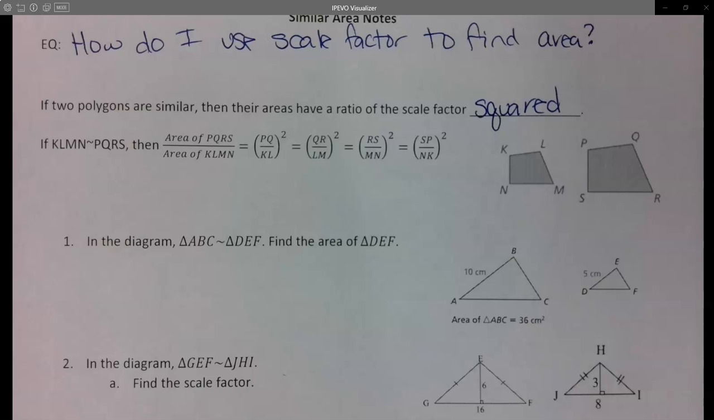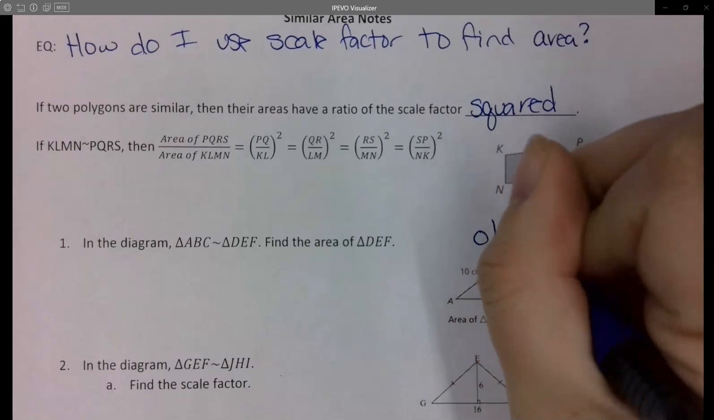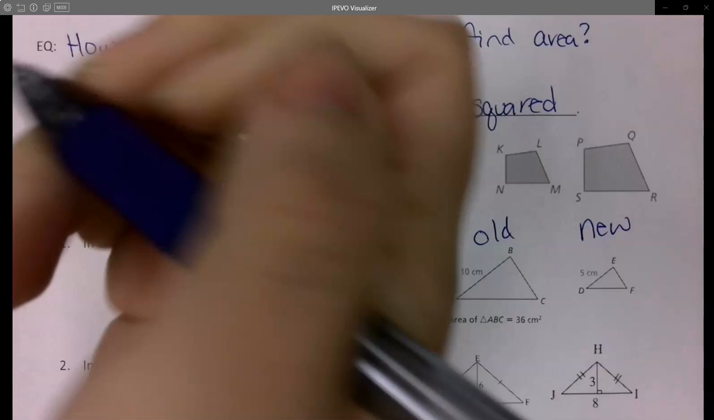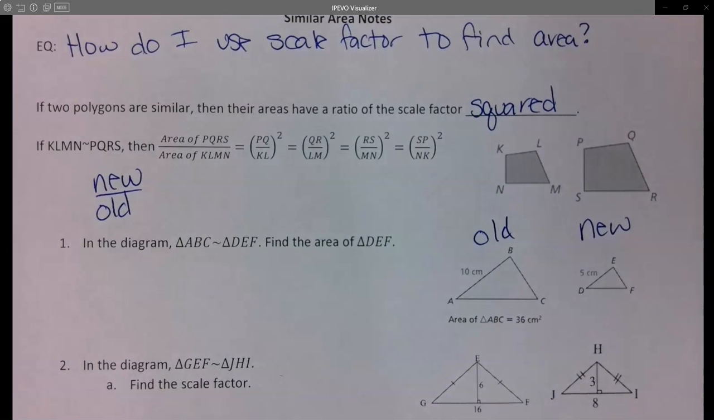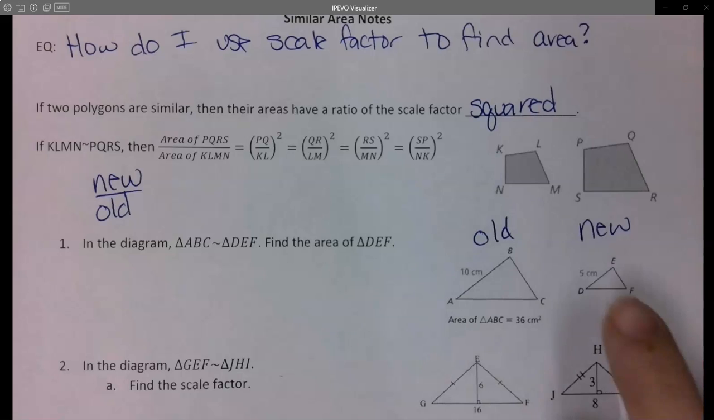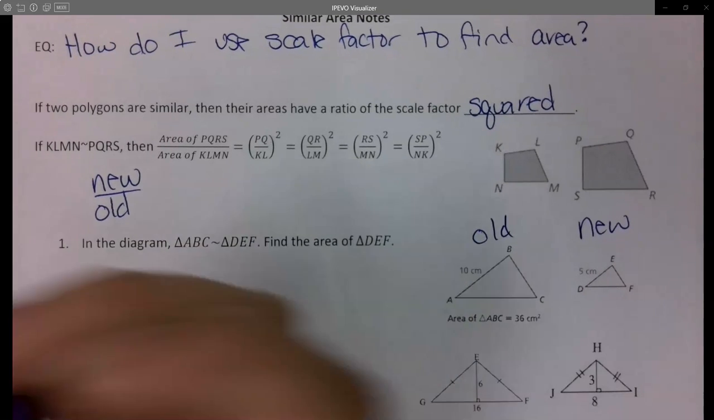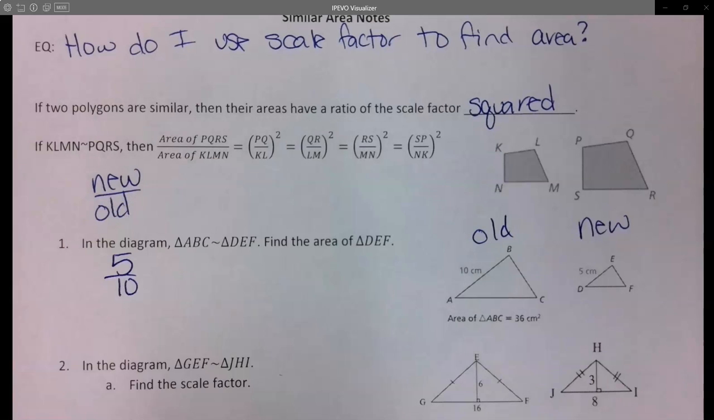Okay, so number one, it tells me the two triangles are similar, and then it wants me to find the area of DEF. So this is my old triangle, and this is my new triangle. Remember, we always do new over old. So I'm going to take the similar sides, which are ED and BA. So I'm going to do 5 over 10.